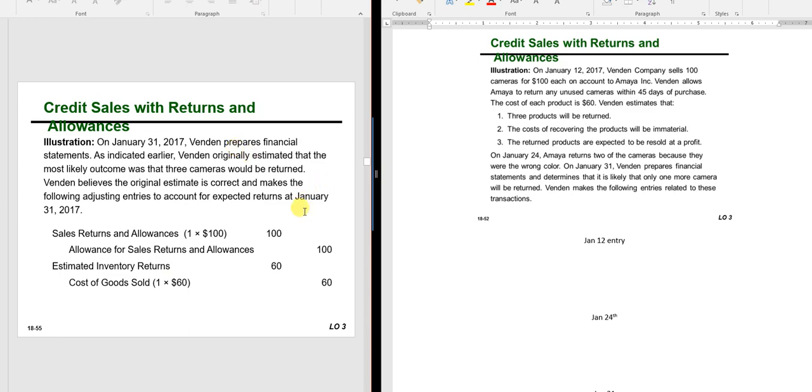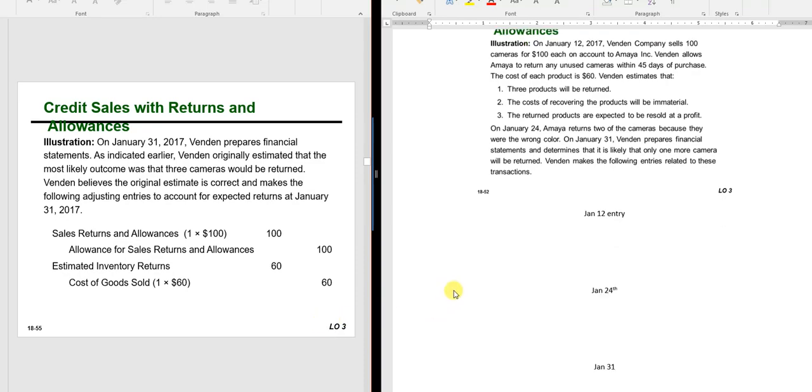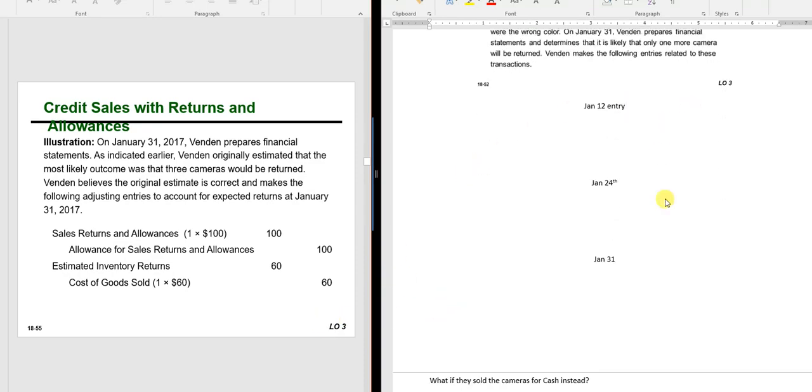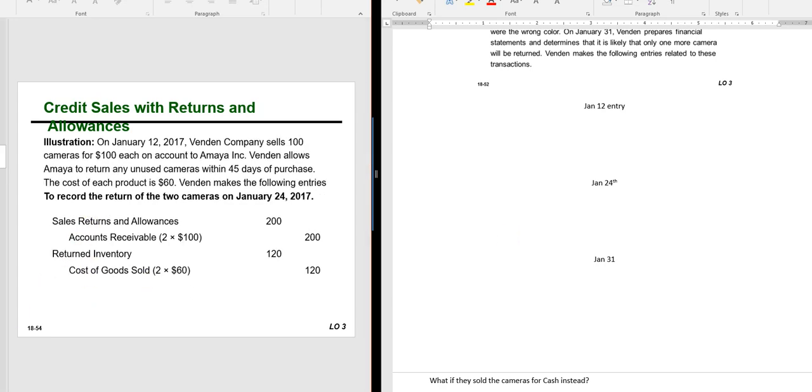They prepare their financial statements and they estimate that 1 more will be returned. This is the new entry. These 2 should be review from a prior class. Now I need to estimate that I'm going to have 1 more. So I'm going to basically make the same journal entry here. Notice I debited returned inventory.